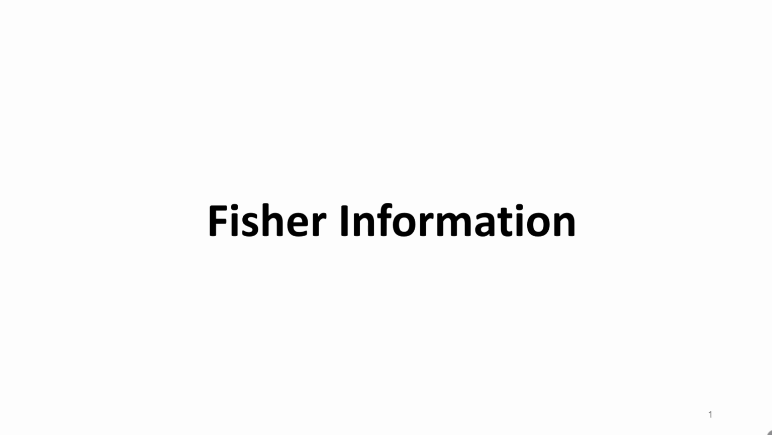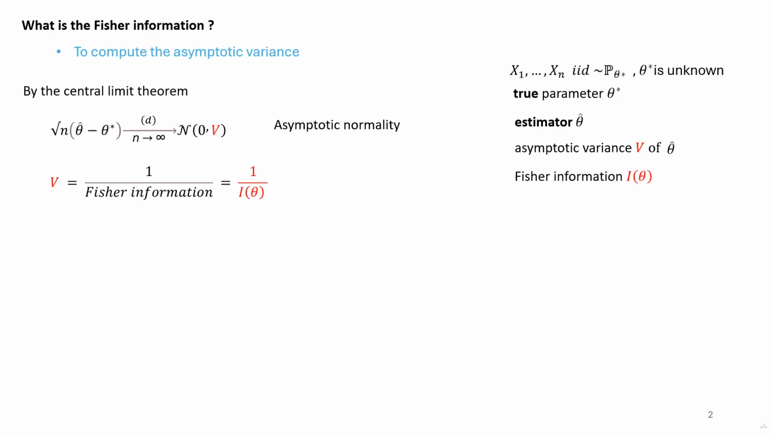This video is about how to compute the asymptotic variance using the Fisher information. Let's see what is the Fisher information and why we need it. We need it to compute the asymptotic variance. I have done another video previously where I have used the delta method to compute the asymptotic variance. But in this video, we are going to use the Fisher information.